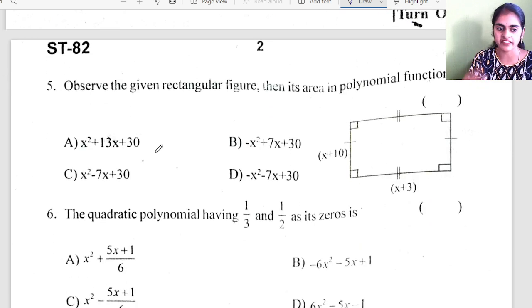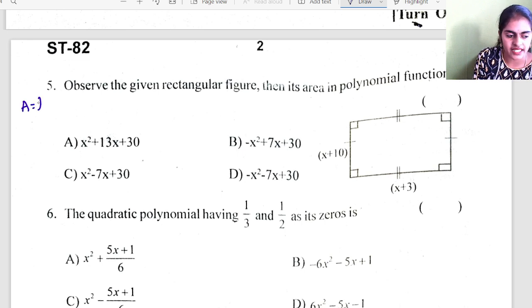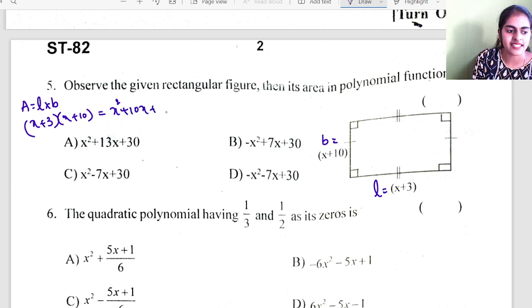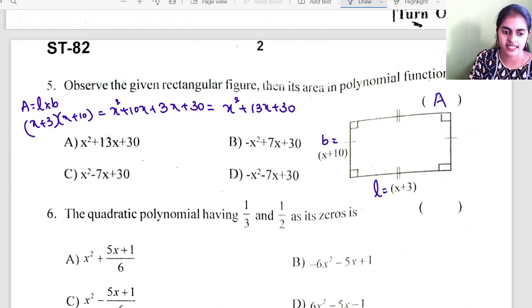Observe the given rectangular figure. Then, its area in polynomial function. You have to represent the area in polynomial function. Area of rectangle is length into breadth. Here length is given as x plus 3, breadth is given as x plus 10. So it is (x plus 3) into (x plus 10). If I multiply, x into (x plus 10) is x square plus 10x, plus 3 into (x plus 10) is 3x plus 30. So what is the final answer you are having? x square plus 13x plus 30. So option A is correct.